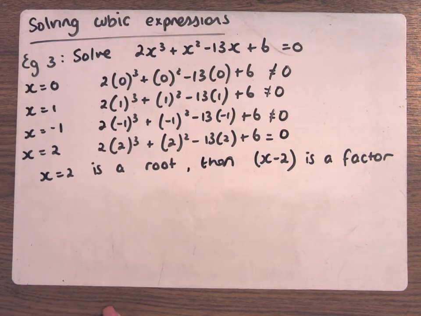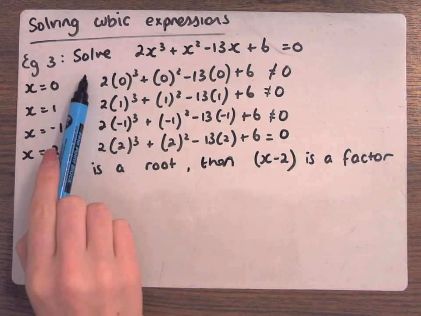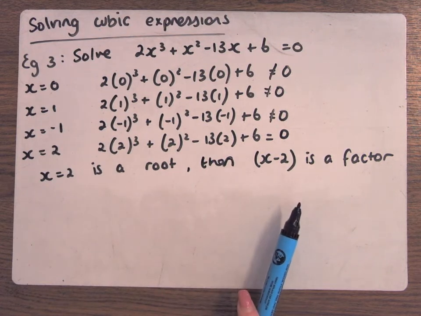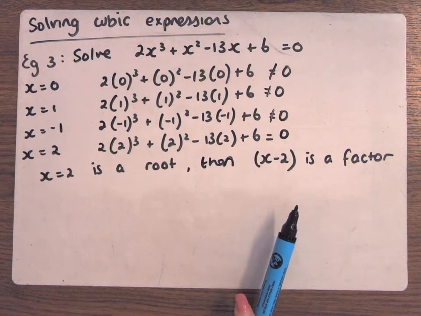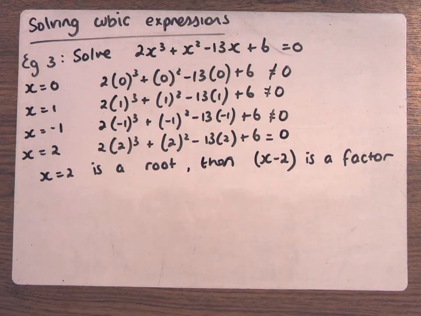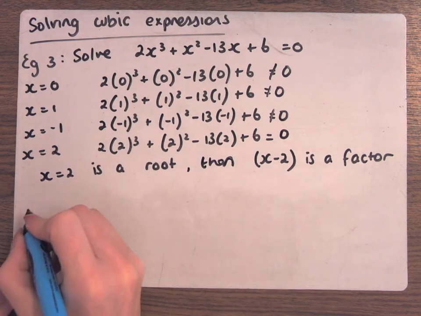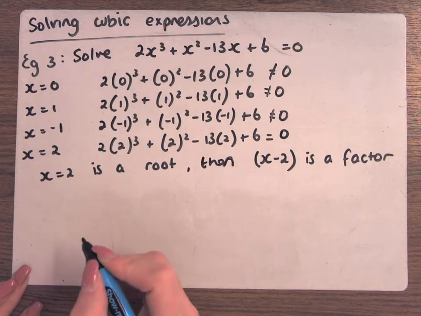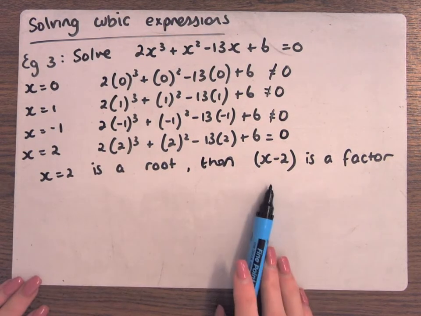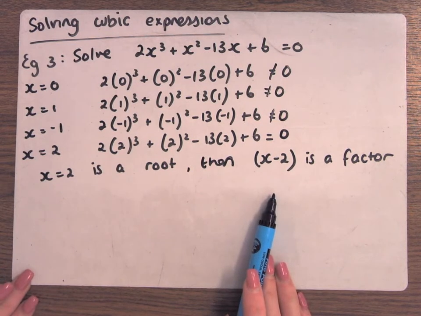What can I do? I've just done the factor theorem to find the factor. I could divide. If I know it's a factor, I'm going to divide it in. So let's divide it in to find the other factors, because we're trying to factorize and then solve. I have one, now I need to find the others.